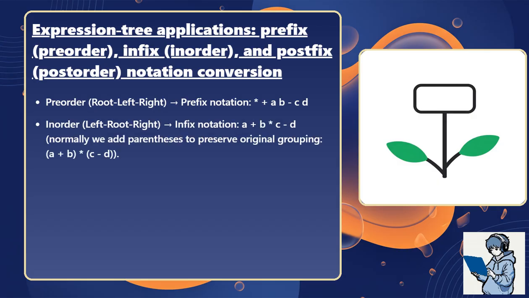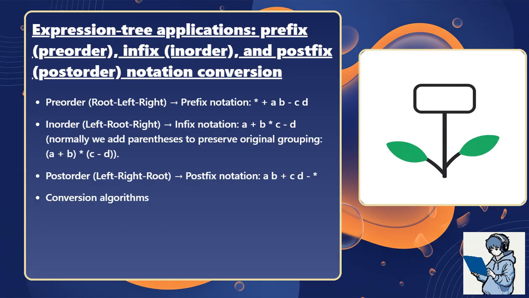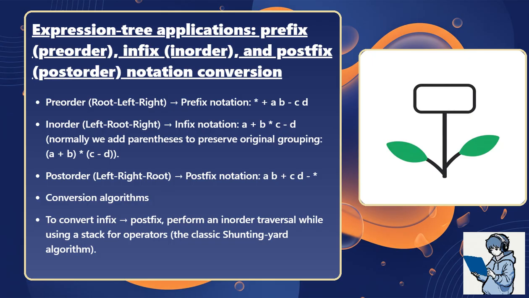Inorder (left, root, right) yields the infix notation a + b × (c − d), normally with parentheses to preserve grouping: (a + b) × (c − d). Postorder (left, right, root) yields the postfix notation a b + c d − ×. Conversion algorithms: to convert infix to postfix, perform an inorder traversal while using a stack for operators, the classic shunting yard algorithm.